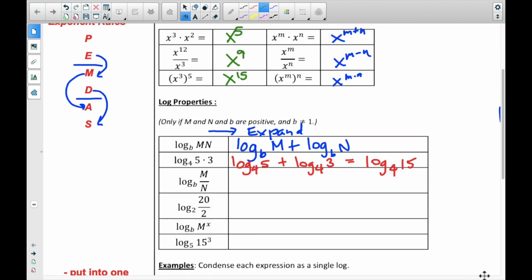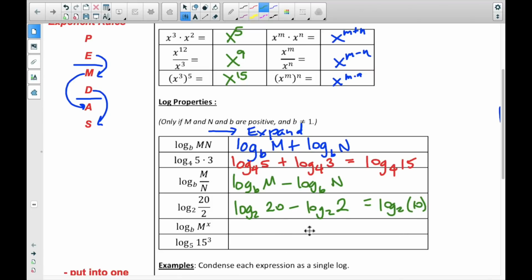So if I go back to the notes here, this time the next example is a division problem. When I have division, I'm supposed to subtract. So I'm going to have the log base b of m minus the log base b of n. And so if I had numbers here, I could break this up and call this the log base 2 of 20 minus the log base 2 of 2. Or again, maybe just put them together and say the log base 2 of 10.